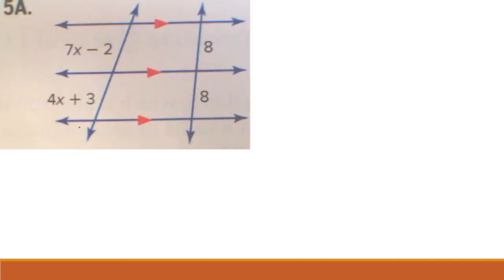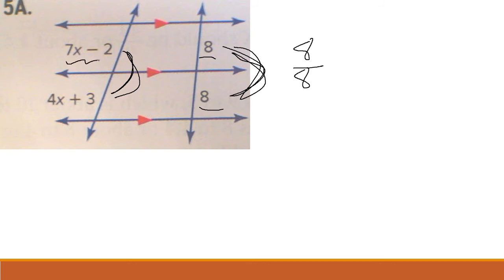All right, let's look at this one. This one's the triple split one here. So if all three of these lines are parallel, that means I know that the ratio from here to here is going to be the same as the ratio from here to here. So as a fraction, it looks like this. 8 over 8, this over this, is going to be equal to this over this. It's going to be equal to 7x minus 2 over 4x plus 3.